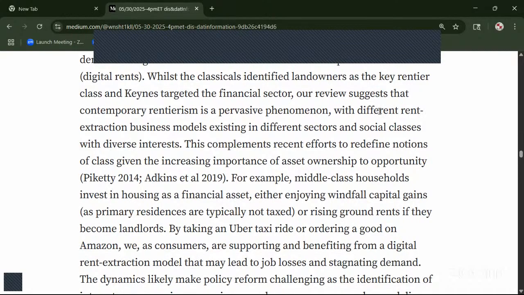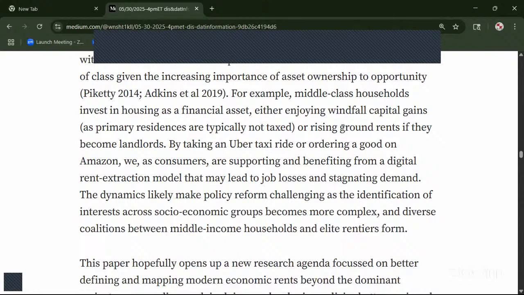By taking an Uber taxi ride or ordering a good on Amazon, we as consumers are supporting and benefiting from a digital rent extraction model that may lead to job losses and stagnating demand. The dynamics likely will make policy reform challenging as the identification of interests across socioeconomic groups becomes more complex and diverse coalitions between middle income households and elite rentiers form.